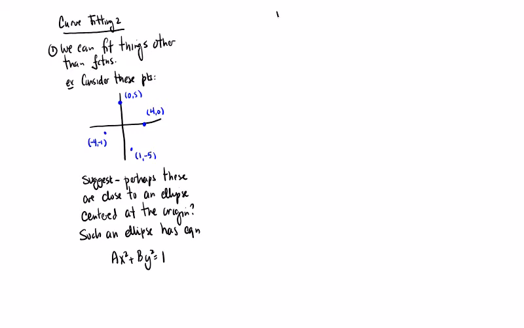So for our points to satisfy this, we have to plug them in and get a value. So let's put them in order. We'll do 0, 5, which is the first one that I listed. We'll just go maybe counterclockwise or clockwise. So 0, 5. We get a times 0 squared plus b times 5 squared equals 1.